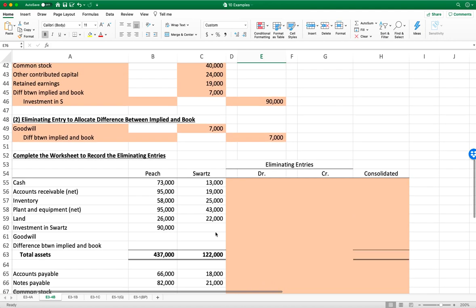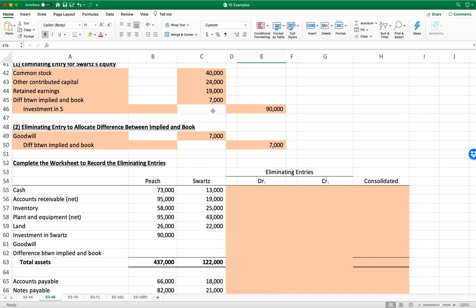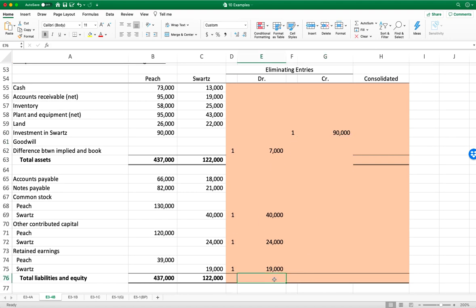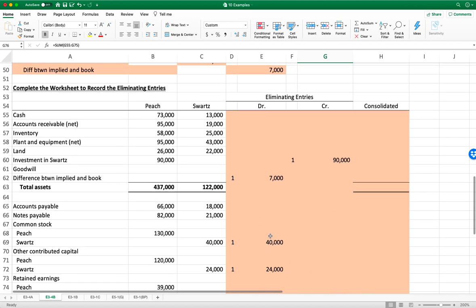Going to go check our entry up here. We also need to debit difference between implied and book for $7,000. Then our credit is going to be to investment in S for $90,000. I'm going to go down to the bottom and I'm going to sum up our debits and our credits columns. And so I can see that both of those are 90, so I know my journal entry I just entered balances.